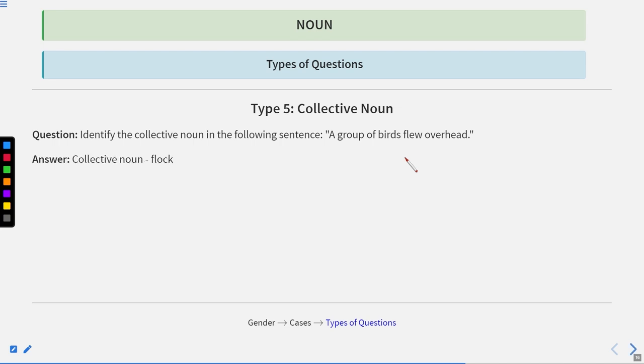So here we have a collective noun, that is flock, because a group of birds flying overhead is known as a flock of birds. Now we also use words like gang. We have various collective nouns: army of soldiers, or you can say battalion, and you can use the words herd of cattle. There are various types of collective nouns, and we should learn the names of these collections.